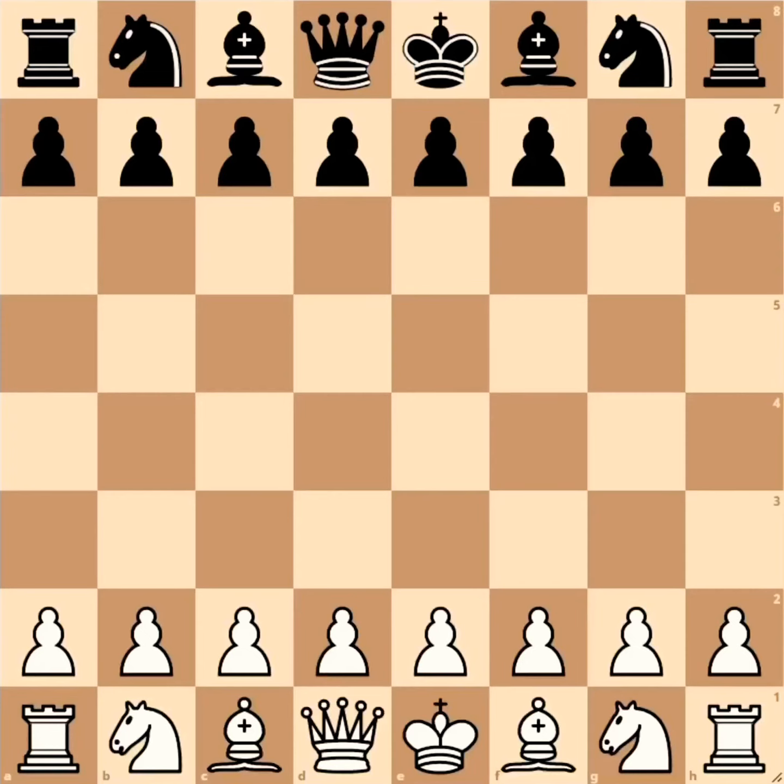Next, we're going to be talking about pins. Pins are where you attack a piece and then you indirectly attack another piece that is directly behind it, causing the first piece to be frozen. Well, it's better if I show you, so let me show you here.